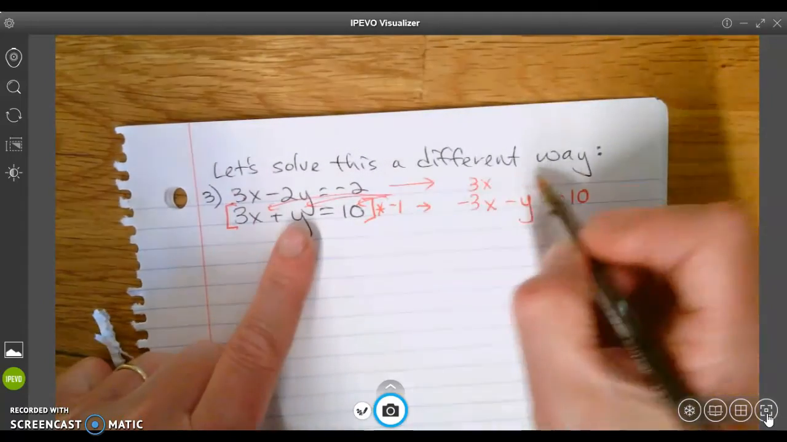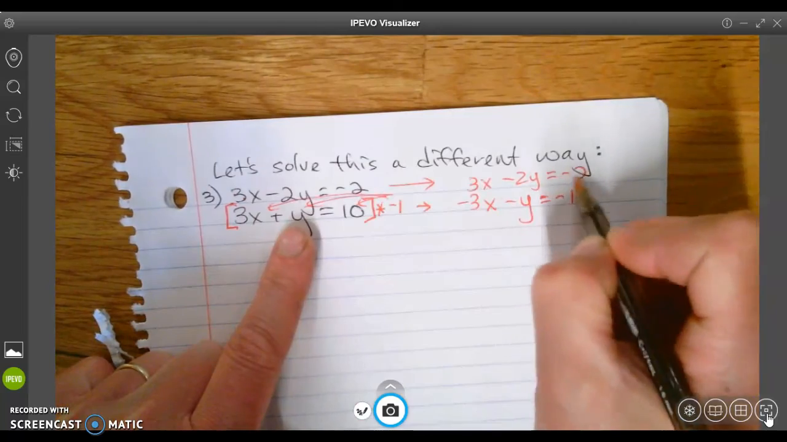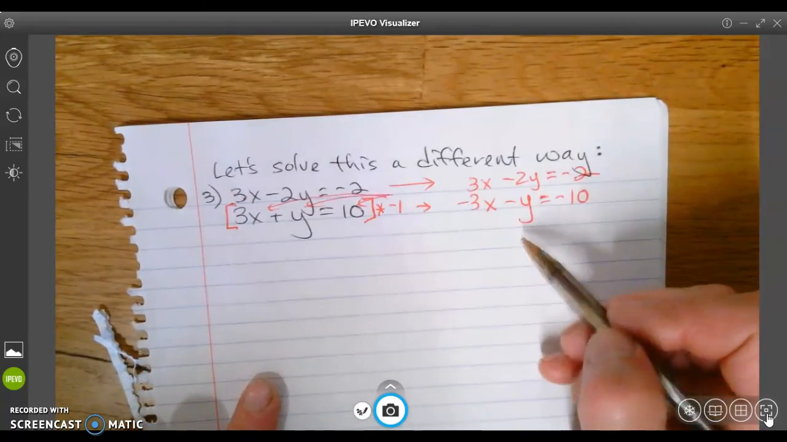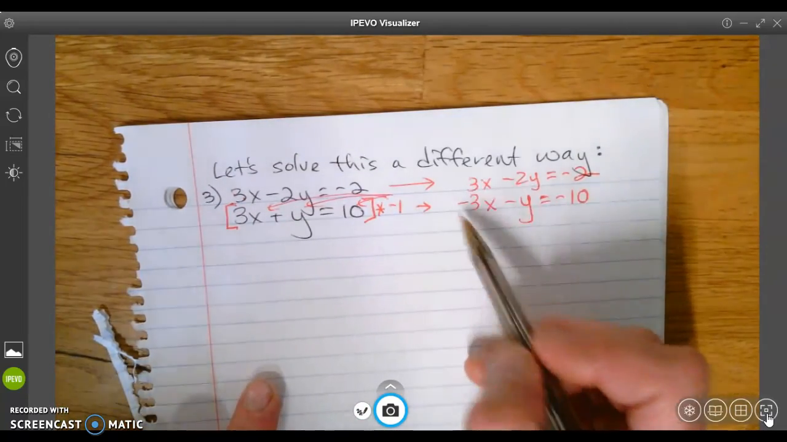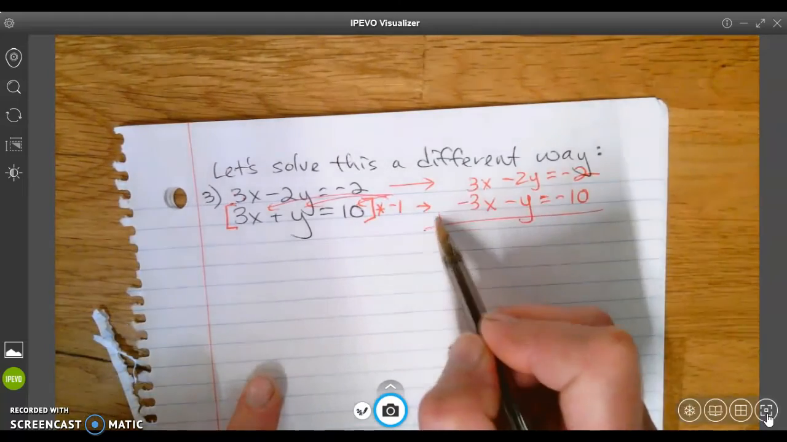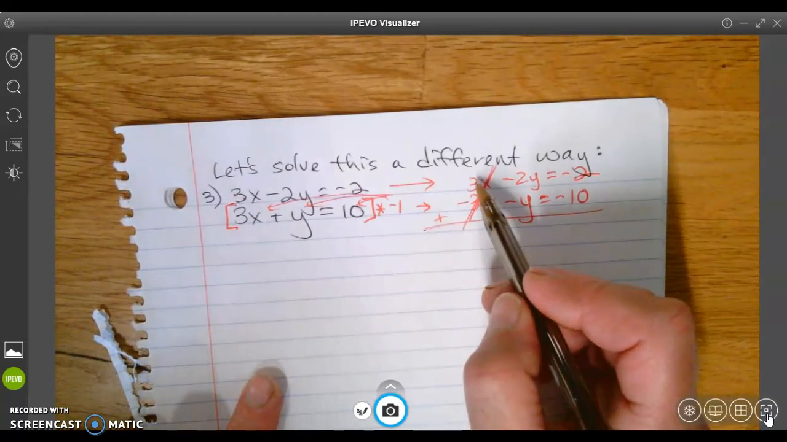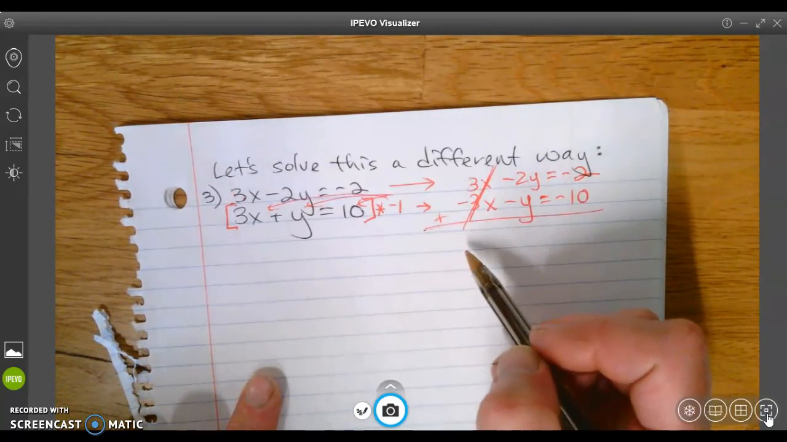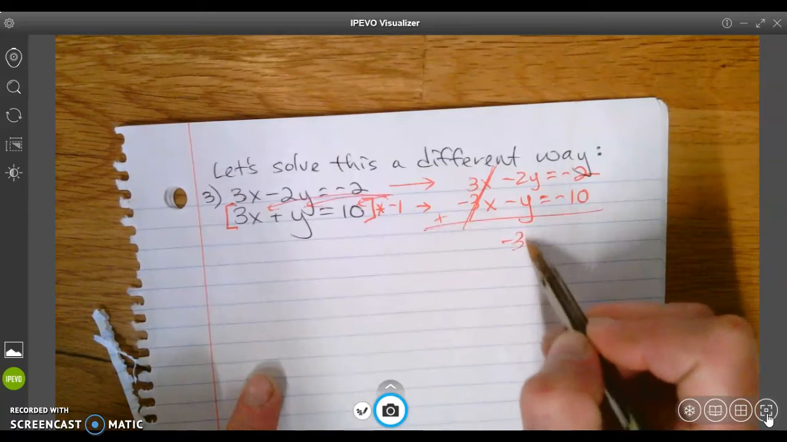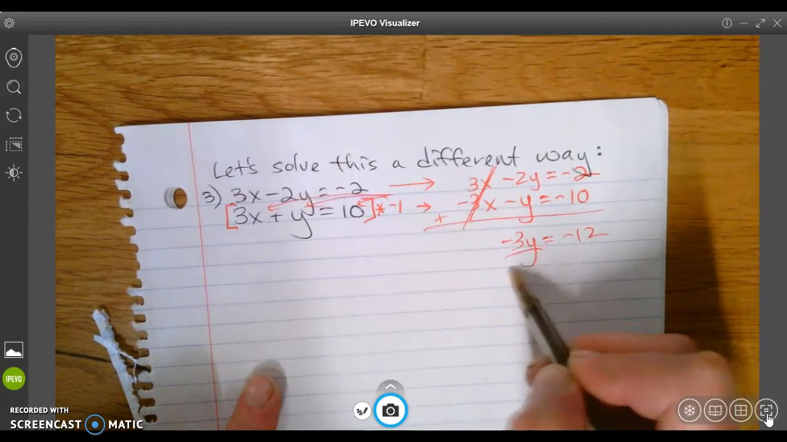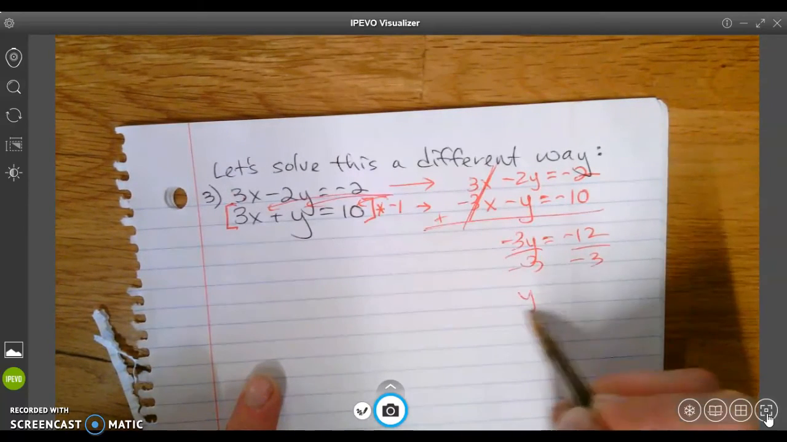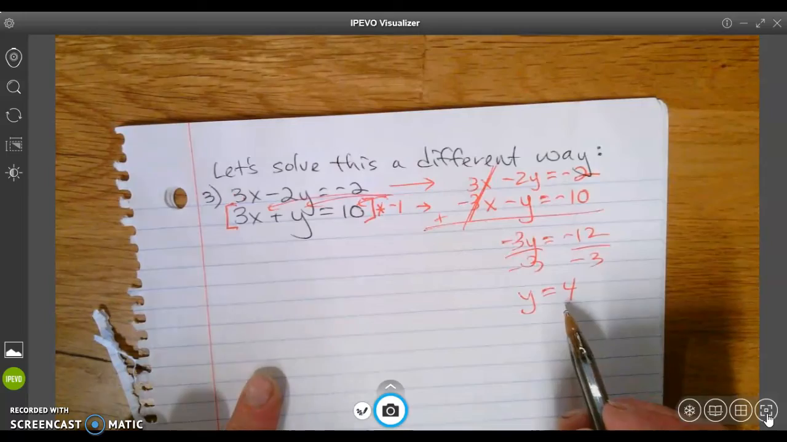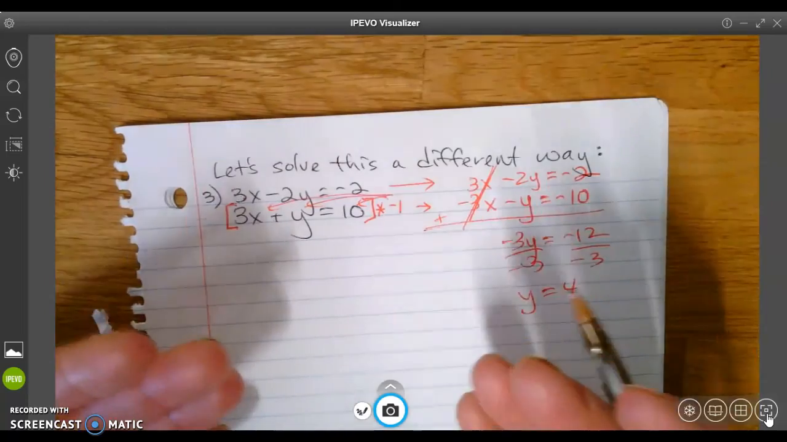I'm just going to bring the top equation over. We're not going to be eliminating the y terms right now. But as you can see, you've set yourself up so that you can eliminate your x's. That 3x is going to add to negative 3x and cancel. This is going to give you negative 3y's, negative 12. And then remember before when we solved, we had y equals 4. It's just a slightly different way of working through it.